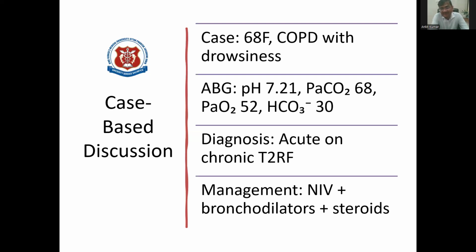Why? Because the patient suddenly deteriorated. He has COPD, but due to some infection or some exacerbating factor, now he came to you in a worse state, in a drowsy state, right? So the diagnosis is acute on chronic type 2 respiratory failure. What we can do, we can give NIV for the CO2 removal. And obviously, we should give the bronchodilator and we can also give the steroid for the management of inflammation and spasm, right?